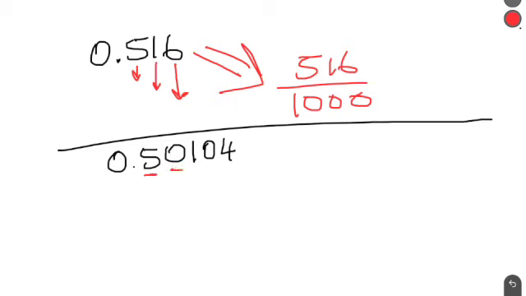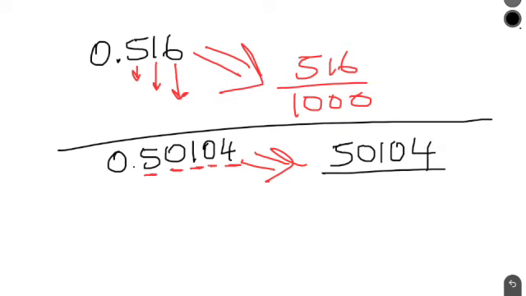Tenths, hundredths, thousandths, ten-thousandths, hundred-thousandths. So this number then would convert to 50104 over 100,000. Okay, this is how we then convert the decimal number into a fraction.